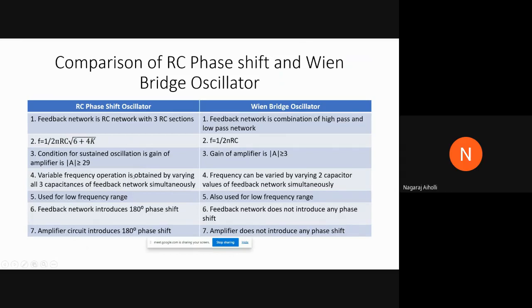In the RC phase shift oscillator, there is a phase shift of 180 degrees in the feedback network. But in the Wien bridge oscillator, there is no phase shift in the feedback network. And in the RC phase shift oscillator, the amplifier circuit has a 180 degree phase shift, whereas in the Wien bridge oscillator, the amplifier circuit has no phase shift.